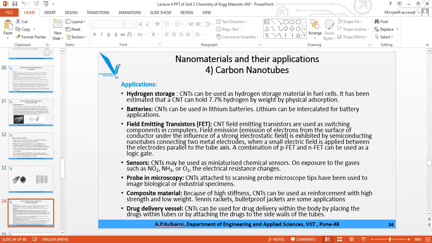Composite material, we have already seen. Polymer composite is there, along with any fiber like glass, carbon, aramid, asbestos, etc. In that composite material we can also add carbon nanotubes or carbon fibers. And drug delivery vessel: you can insert any drug, and carbon nanotubes are also used for staining certain organs of our body, like a quantum dot.